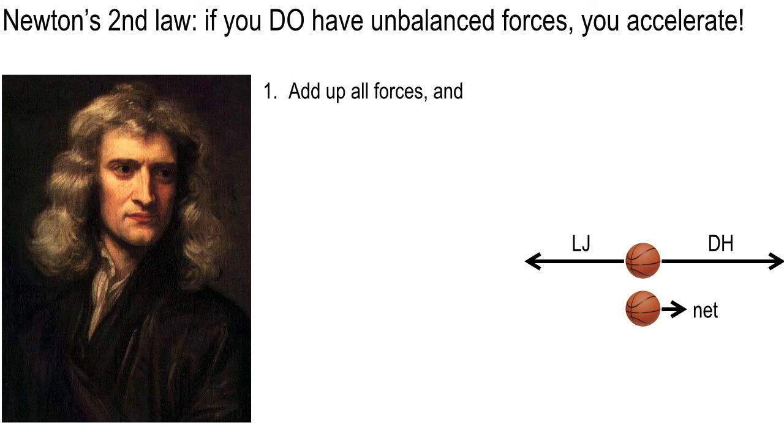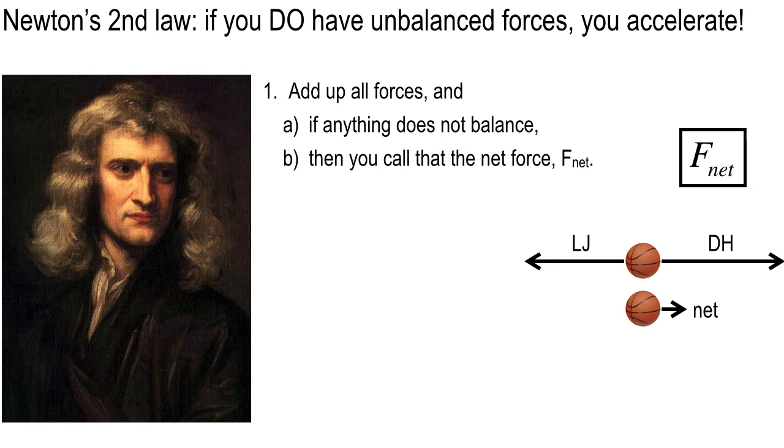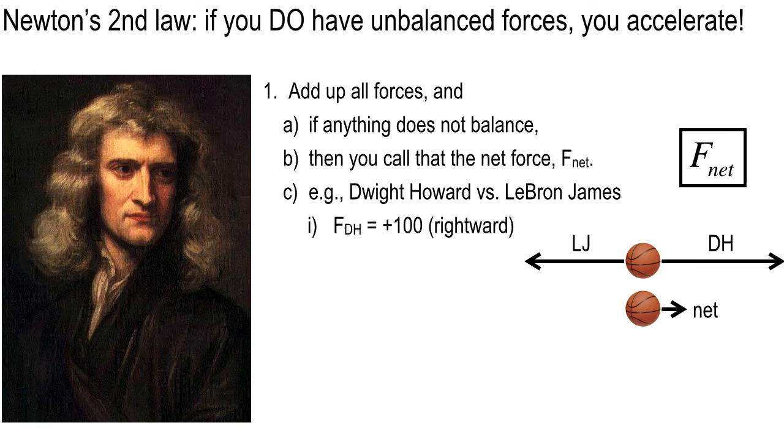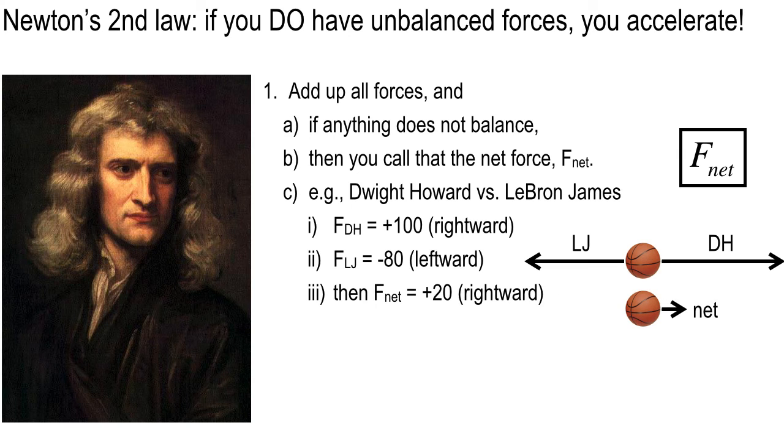So what you do is you add up all the forces, and if anything does not balance, then you call that the net force. Here's an example: Dwight Howard and LeBron James. LeBron James is pulling to the left, and Dwight Howard is pulling to the right. Let's say that Dwight Howard has 100 generic units of force to the right, and that LeBron has 80 to the left, or a minus 80. To get the net force, you just add those two numbers. 100 plus a negative 80 is equal to positive 20. And so your net force is 20 generic units of force rightward.